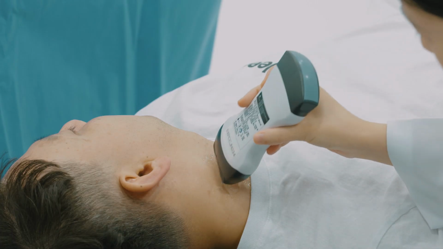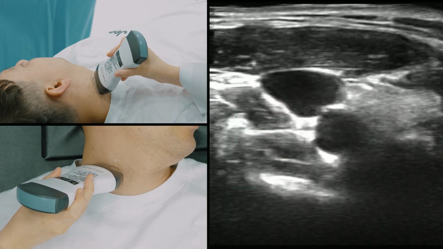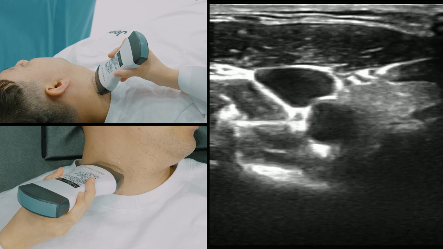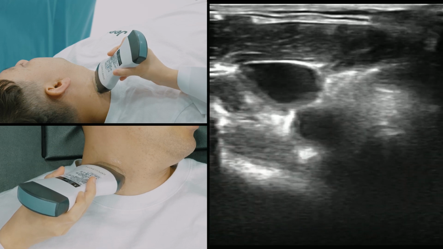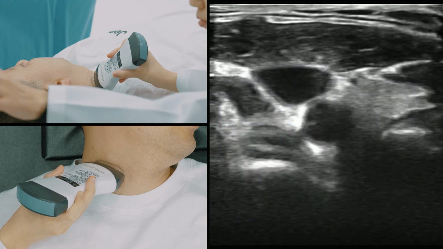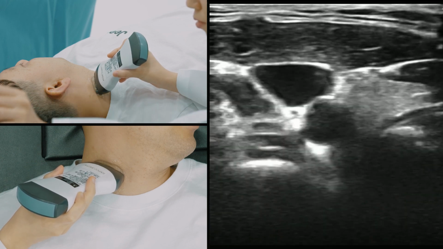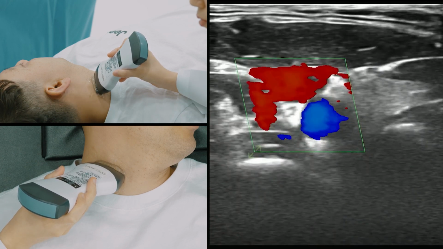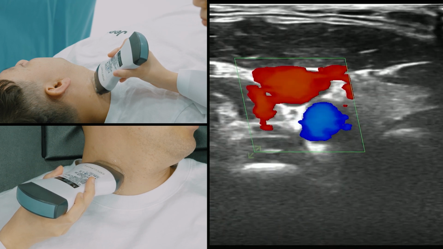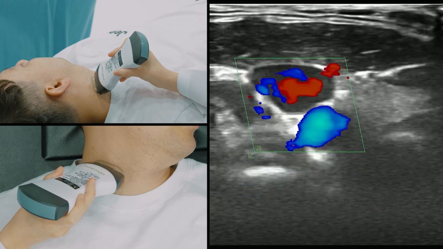To verify vein patency and rule out thrombosis, apply pressure to the vein using the ultrasound probe to assess compressibility. Note that in patients with very low arterial pressure, the artery may also be compressible. To confirm vein patency and quantify blood flow in both veins and arteries, utilize color Doppler imaging and Doppler flow measurements.